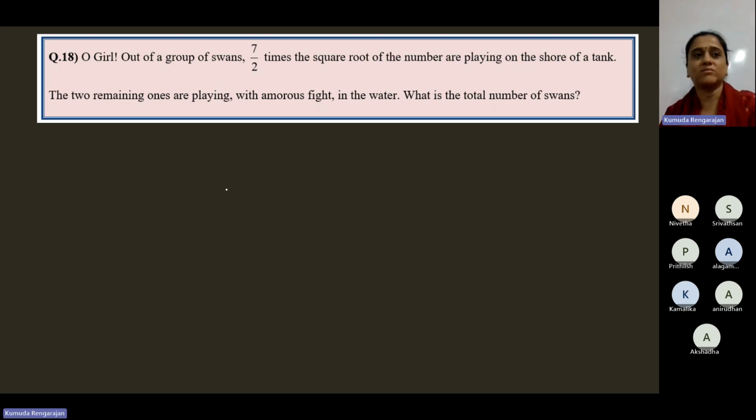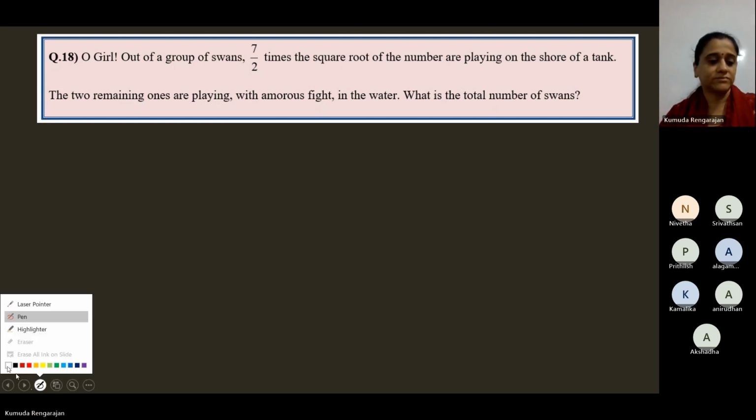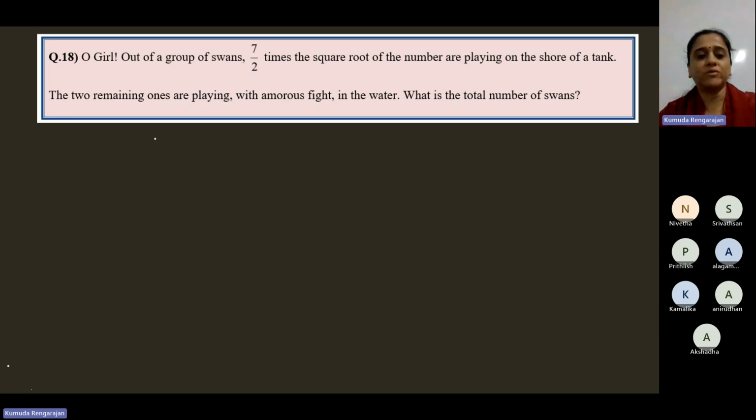Okay, so amorous fight is some friendly fight kind of. The two remaining ones are playing with amorous fight in the water. What is the total number of swans? Okay. So let the total number of swans be x. 7/2 times, meaning into, times the square root of the number, so many are playing on the shore of the tank. It's given there. We're just reading and converting it, converting English to variables and constants.